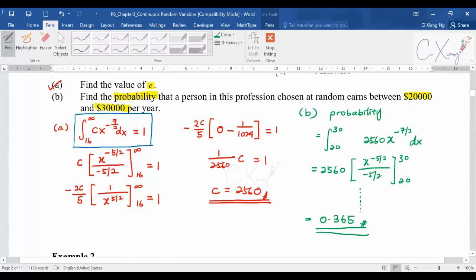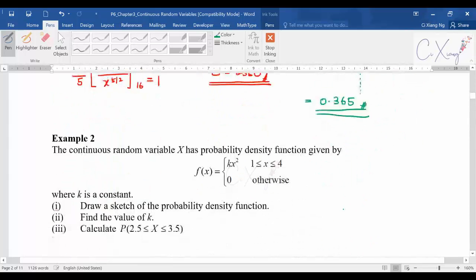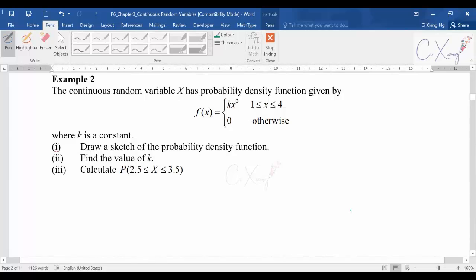Okay, so this is what we have for question number 1. I hope that you understand this. So let's continue to example 2. Again, if you read the question here, you will see that there's a continuous random variable again, and then they give you the function.